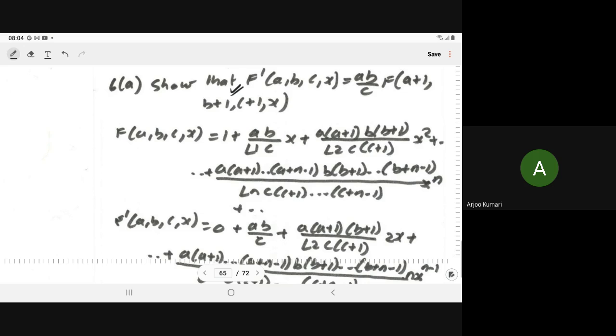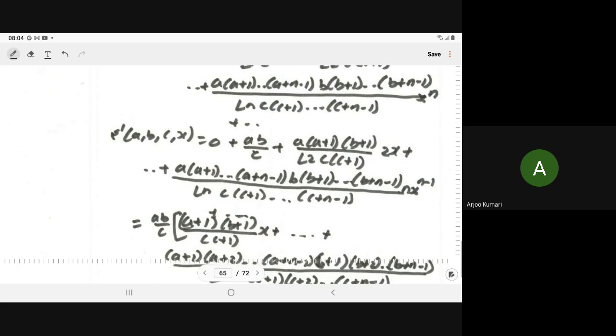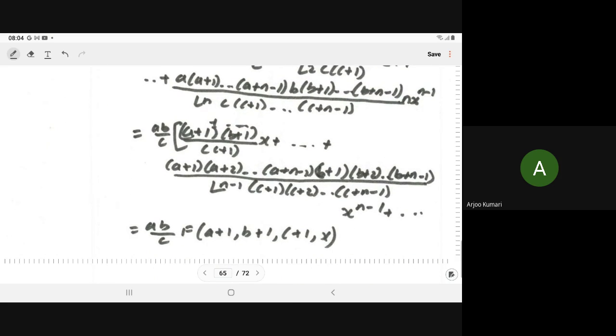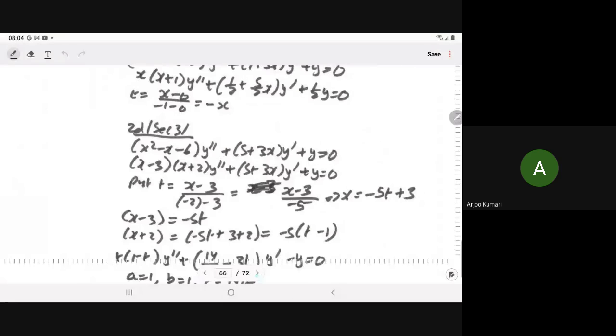So there is nothing special you have to do. You have to open the hypergeometric function and take the derivative. As you take the derivative, you can take ab upon c common, and the remaining one will be F of a plus 1, b plus 1, and c plus 1, x.